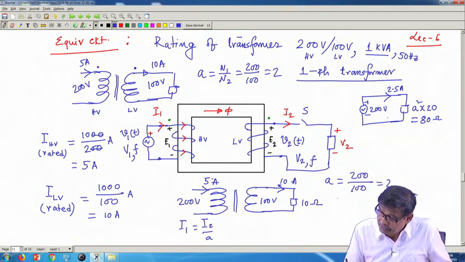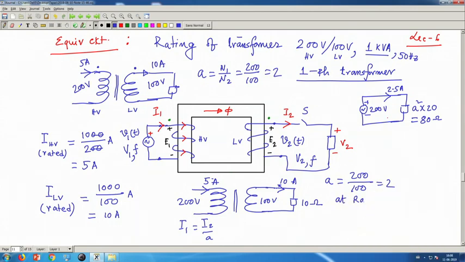So, at rated condition, at rated currents, transformer operates at full load condition. We will discuss much more with the loading etc.